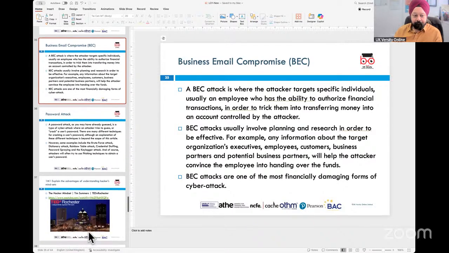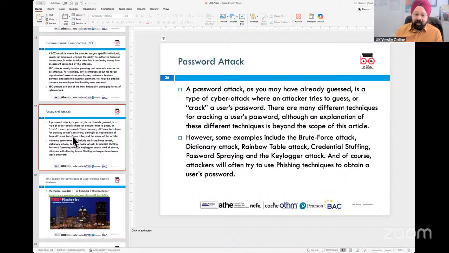Now, when we look at password attacks, they are pretty common, and people try to crack your password, have a go at your password, guess your password. The idea is they want to get access to the information in your emails or certain types of data that you have on certain accounts, and that could be by brute force. That means they will keep trying.